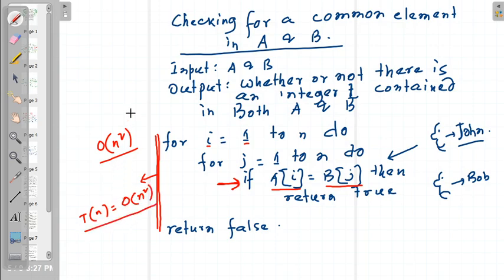Now see, if some expression is given, f(n) equal to say 2n squared plus 5n plus 2, we can find out some expression like this.